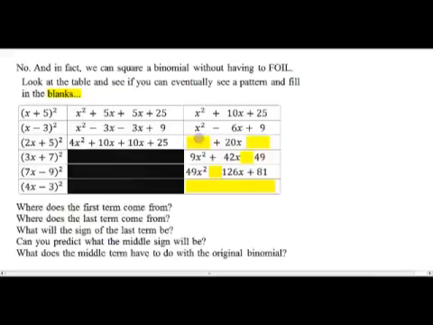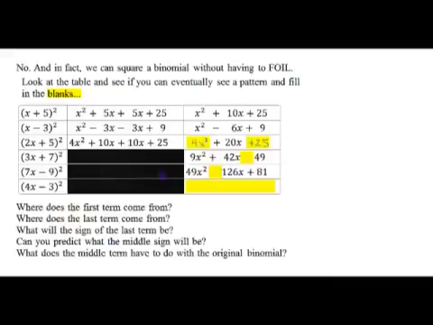I know my first term comes from simply squaring that first term of the binomial. So it will be 4x squared. For my last term, it was the result of squaring the last term, and it will always be positive. So I have a positive 25.